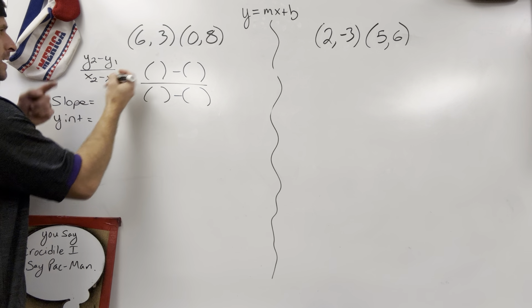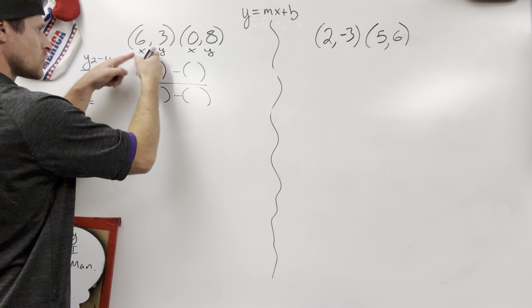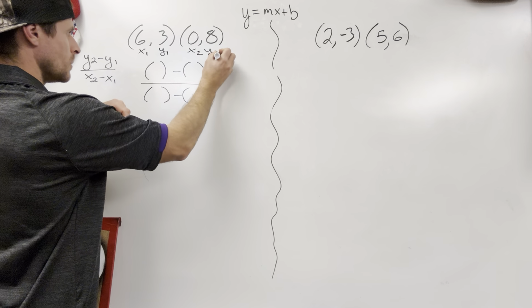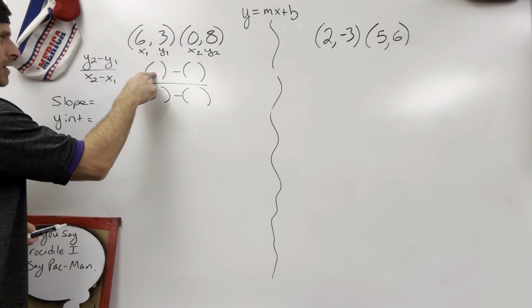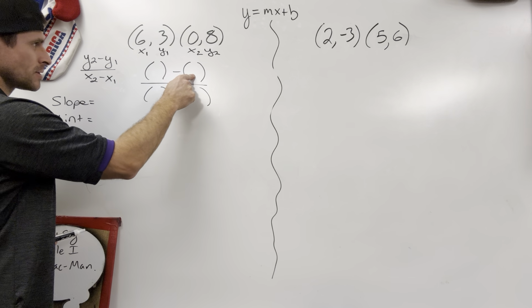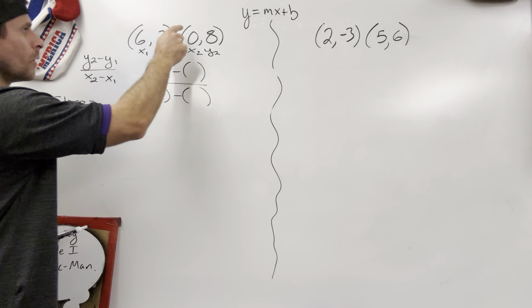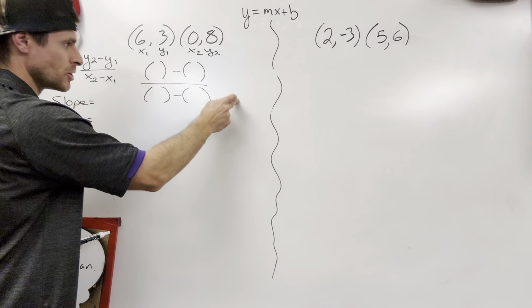What does all this mean? Well, that's an x, that's a y, that's an x, that's a y. This is the first coordinate, so you label it with 1s. This is our second ordered pair, so we're going to label it with 2s. Now, if you look, I just say, what's my y2? That goes there. What's my y1? That goes there. You're basically taking this number minus this number on top over this number minus this number on bottom, so you can find your change in y over your change in x.